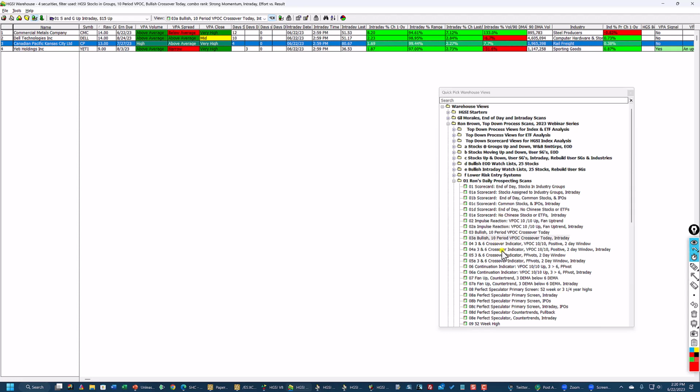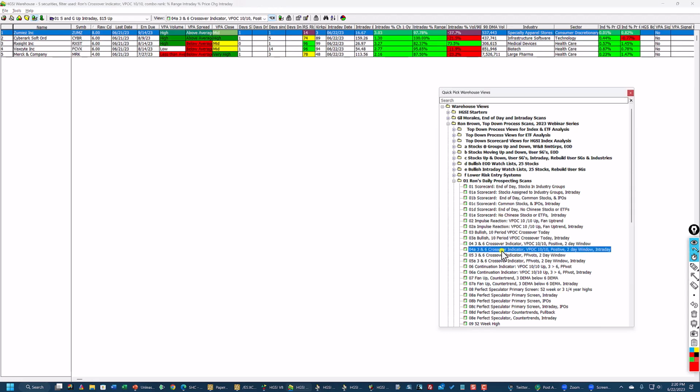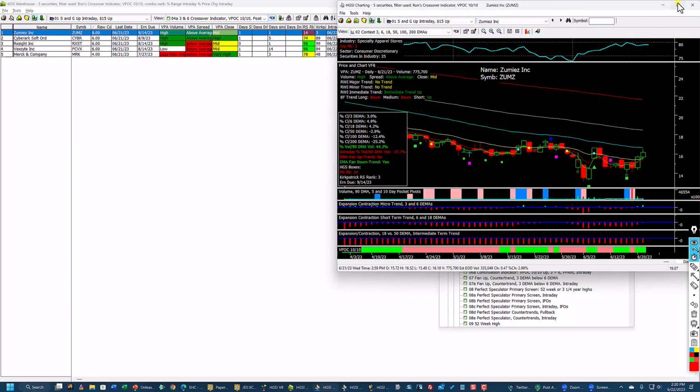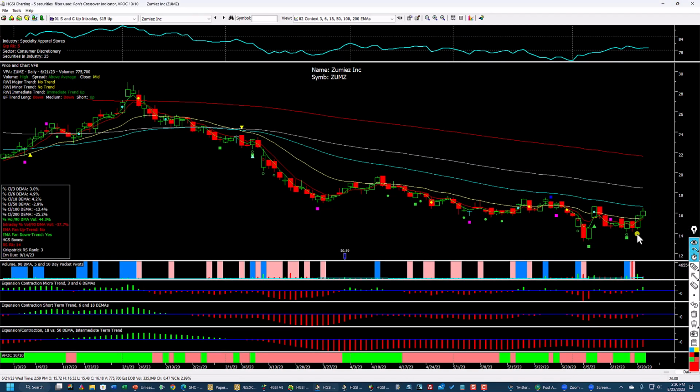I've got all kinds of ways to scan here. Here's the 3 and 6 crossover with the 2-day window. Let's take a look at these. So here is the crossover right here.